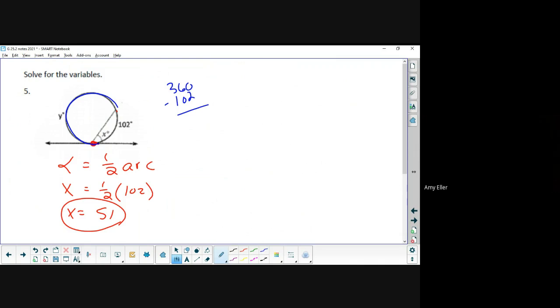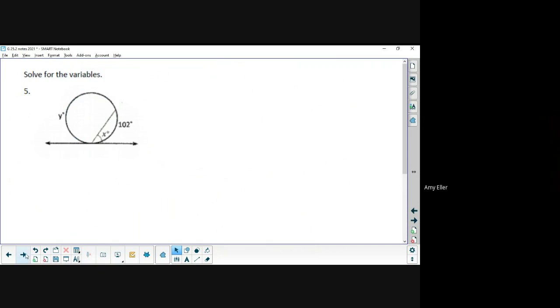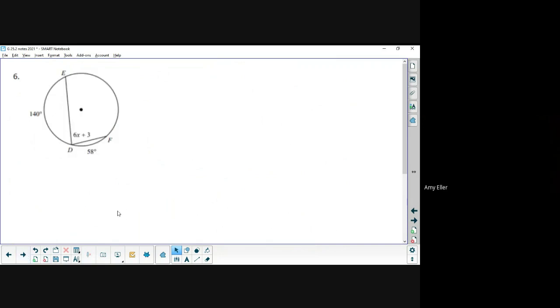360 minus 100 is 260. Subtract 2 more, 258. All right. I'm going to give you some time to think through 6. It's not an easy one, but I think you might be able to come up with it. At least label some numbers if you can't find a final answer.